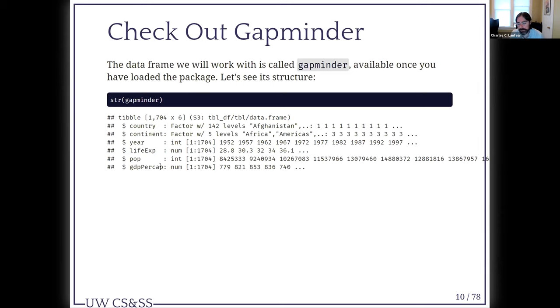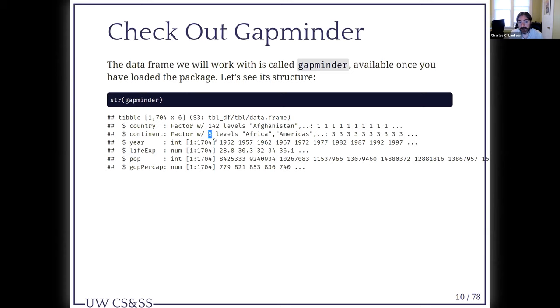Okay. So these data are what in the social sciences we typically might call panel data. They are repeated observations of units at evenly spaced periods of time. So they're observations nested in some kind of unit. In this case, country is a factor with 142 levels. A factor is a type of categorical data. This basically tells us there are 142 different countries.